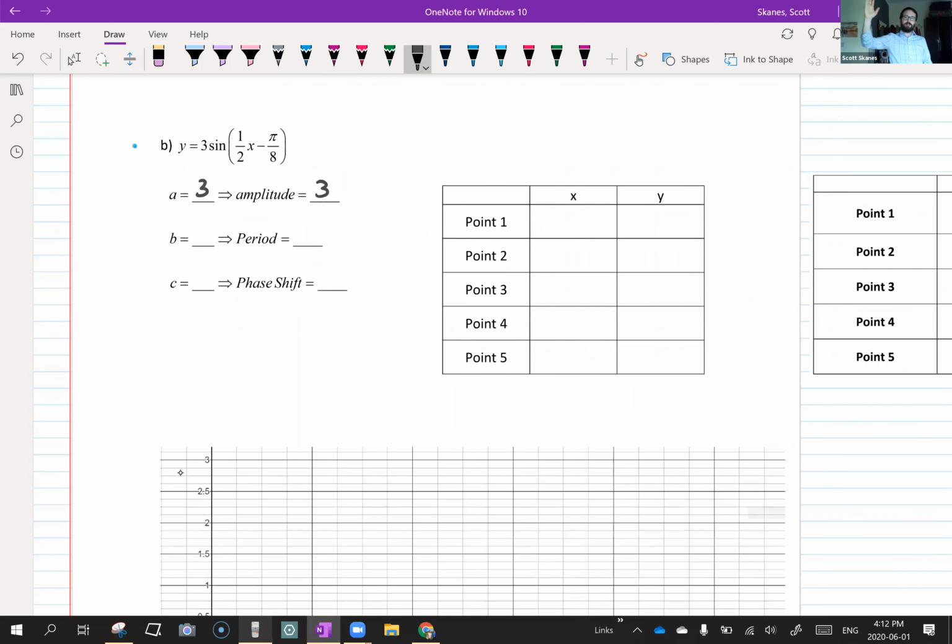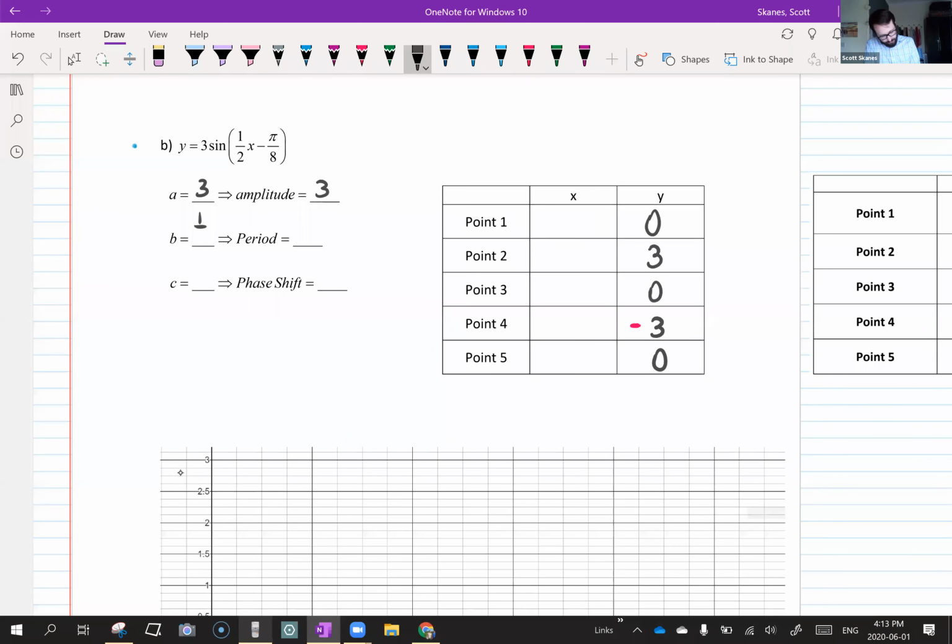Right away, I can fill in my y values. This is a sine curve, so I'm allowed to use my rule: 0, 3, 0, negative 3, 0. Notice that that's a negative. What is my displacement? That's going to go here. Well, I don't know yet, so I'm not going to worry about it. I'm going to get b.